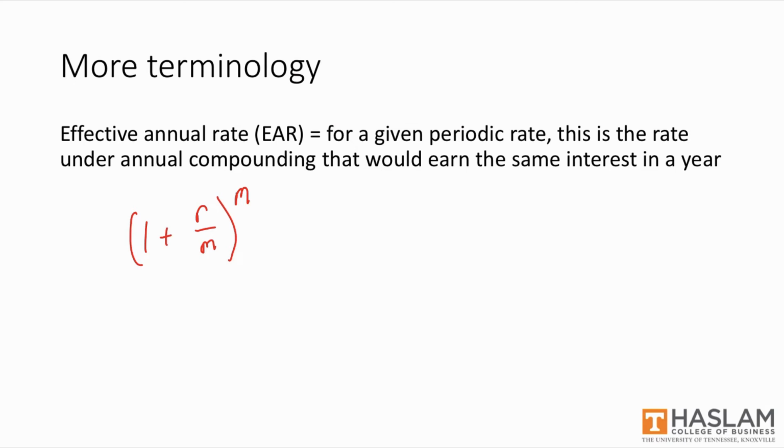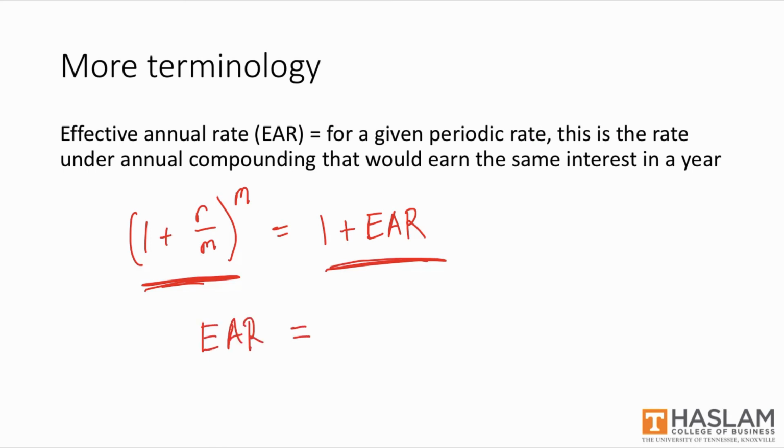So we would take the $1 and multiply it by 1 plus a periodic rate and then raise it to the nth power. So the effective annual rate is just the interest rate that under annual compounding would earn the same amount of interest per year. And so this expression here must equal 1 plus the EAR. And so if you want to solve for the EAR, then you're just going to take 1 plus the periodic rate raised to the nth power and subtract 1.